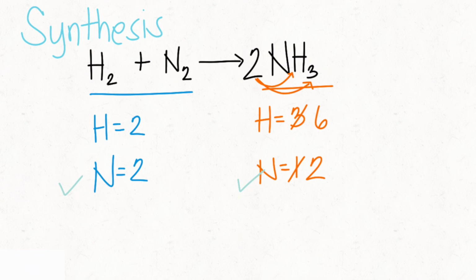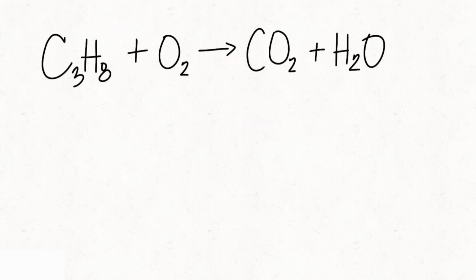Now that we can see nitrogen is already the same for both reactant and product sides, the only problem right now is hydrogen. So we need to think of a number that if we multiply it to 2 hydrogen, it will become 6. So if I add 3 to the side of hydrogen and multiply it to 2, it will become 6. Therefore, this equation is already balanced. Let's try another example. First, what type of chemical reaction is this?